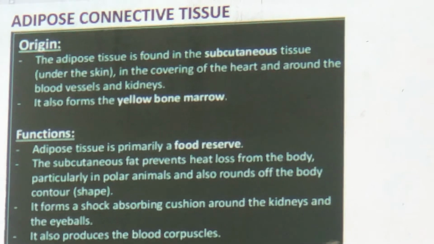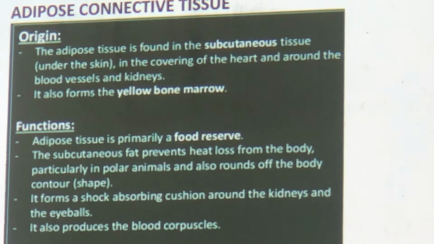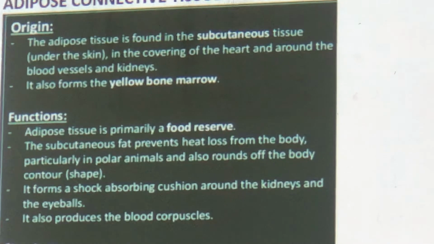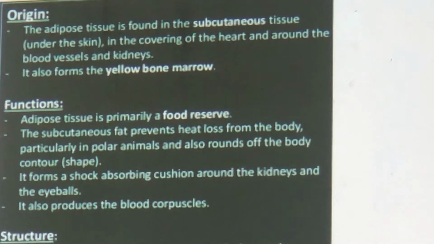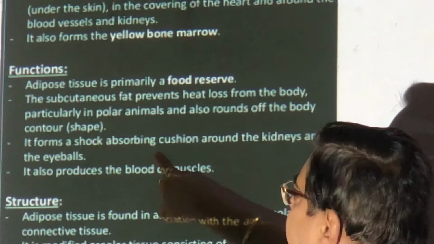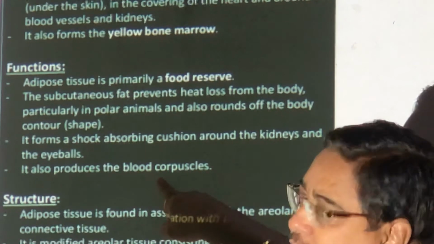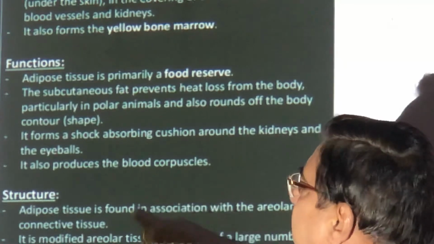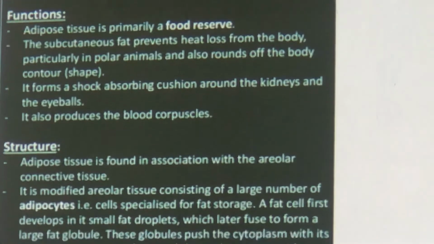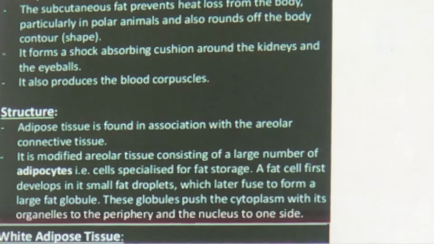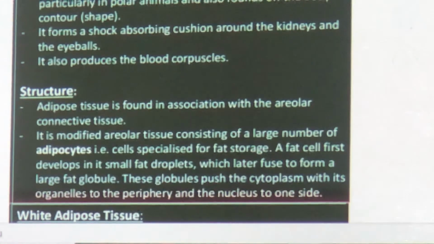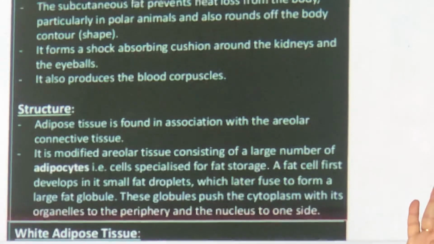Adipose is found below the skin, subcutaneous, covers the heart, covers the blood vessels, and in the bone it is yellow bone marrow, not red bone marrow. It is a food reserve, prevents heat loss, absorbs shock, and produces blood corpuscles. Structure: we have adipocytes which store fats. So from areolar tissue we make adipose, we throw away all the structures and keep only adipose cells.